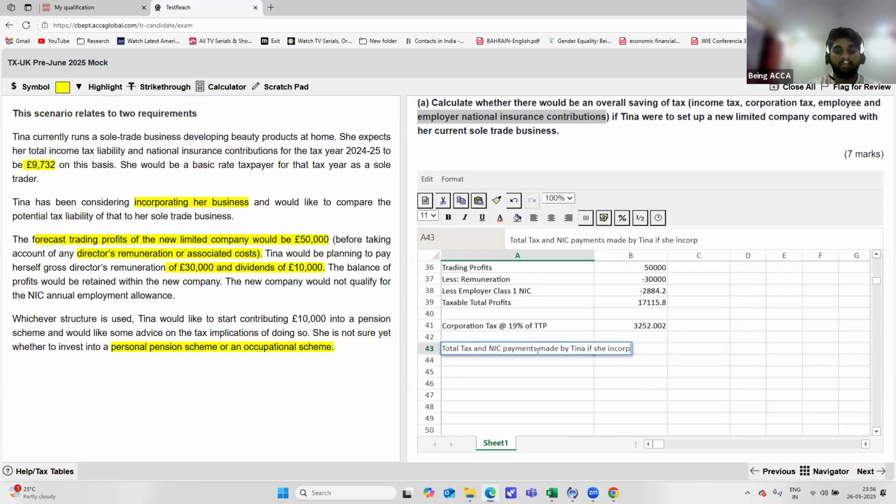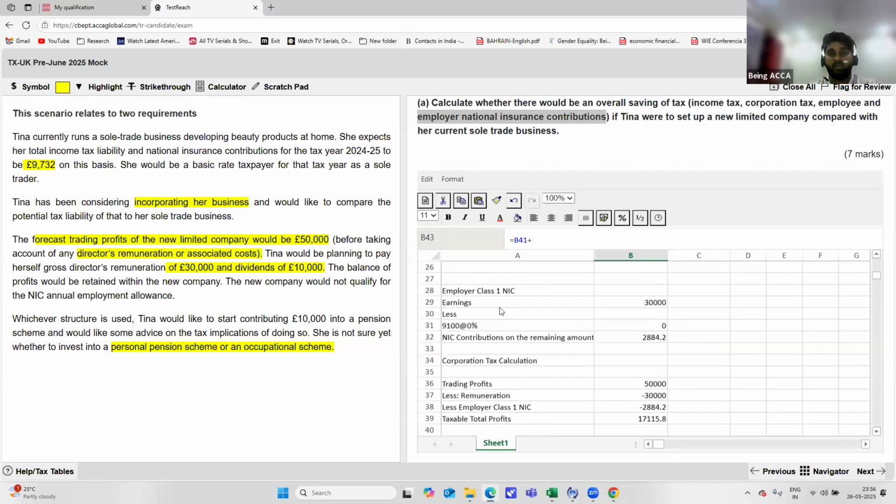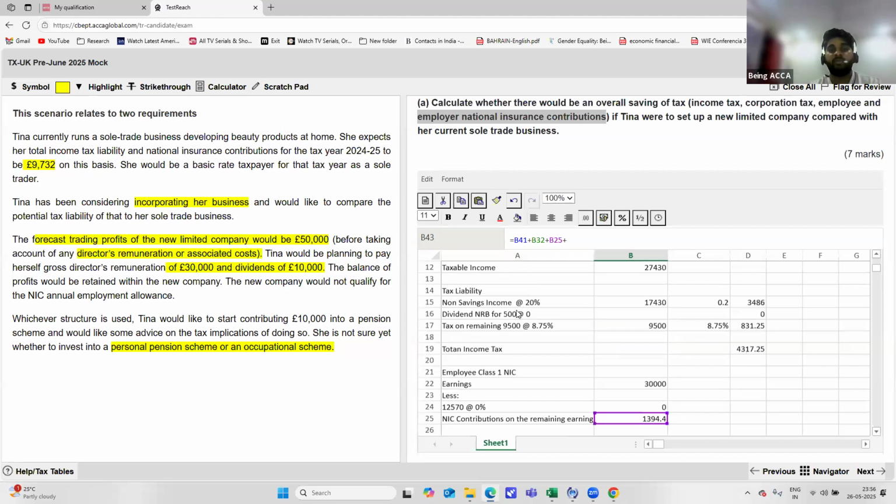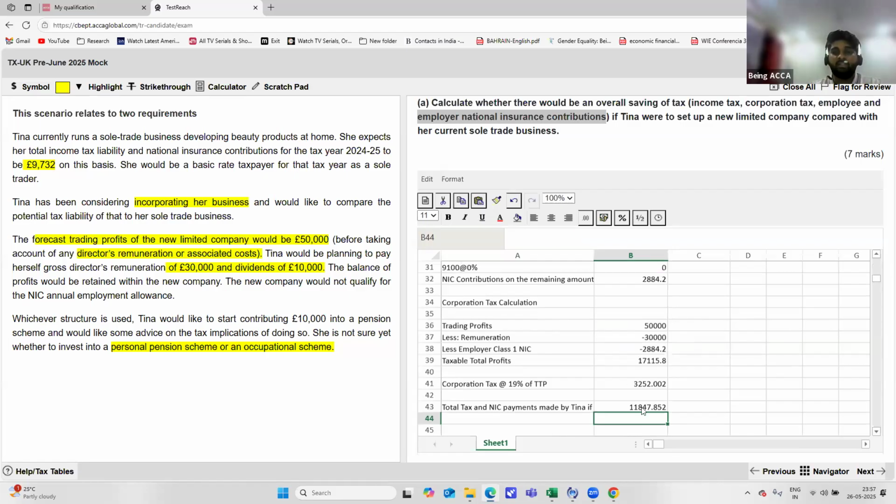If she incorporates her business, that would be equal to the corporation tax, plus the employer NIC contribution, plus the employee class 1 NIC contribution, plus the income tax that she would be liable to for her dividend income and her employment income. So this is the total income tax that she would pay. Calculate this. So this is the total amount that she's paying if she incorporates the business.